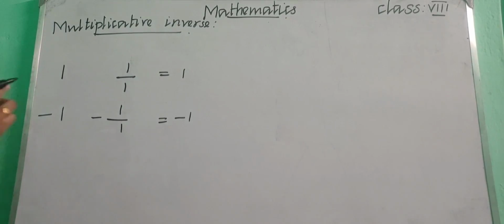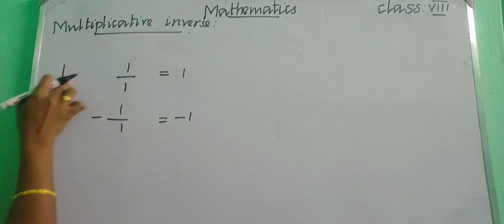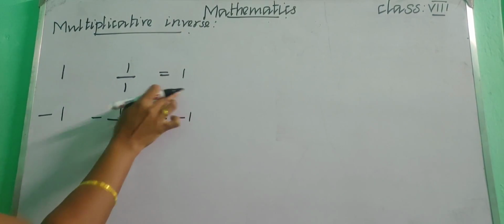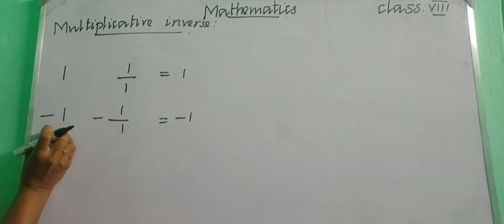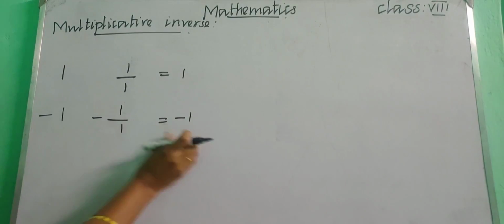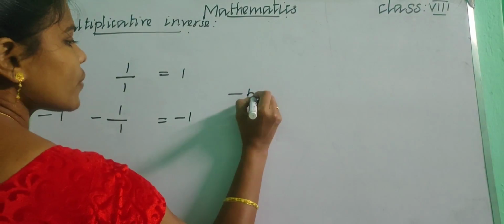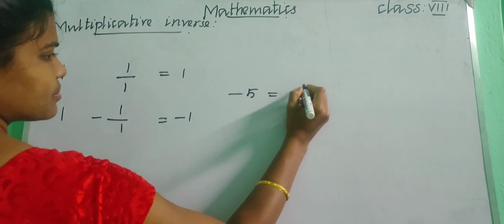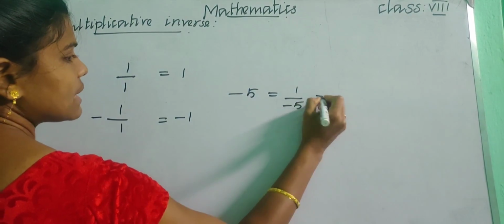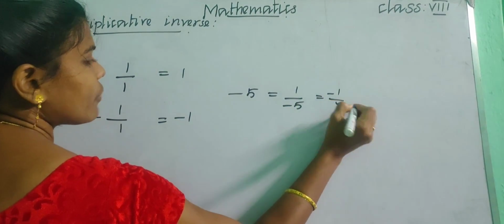Okay, so what is the multiplicative inverse of 1? The answer is also 1. Okay, so what is the multiplicative inverse of minus 1? The answer is also minus 1. Okay children, for all other numbers we can find the multiplicative inverse very easily. Okay, so minus 5, what is the multiplicative inverse? 1 upon minus 5, that is minus 1 upon 5 we can write.